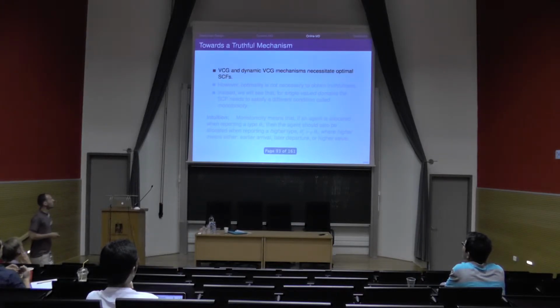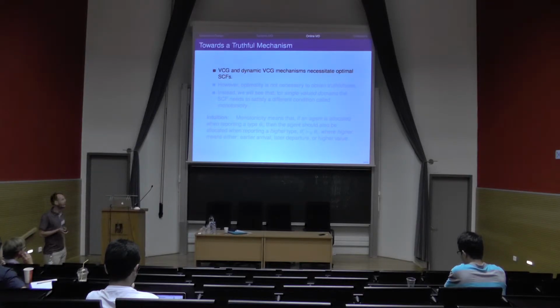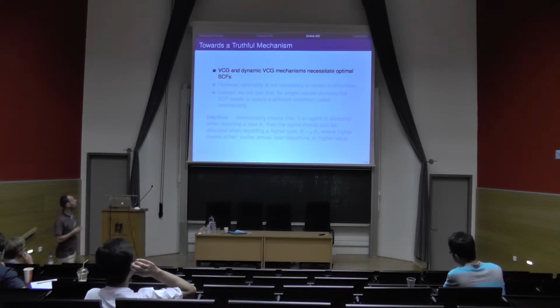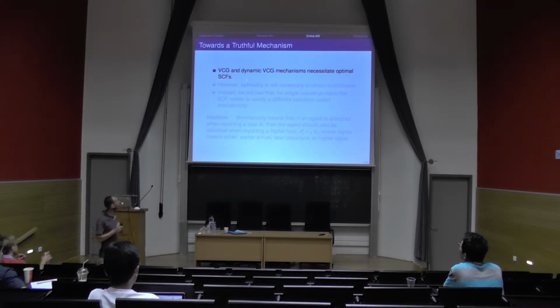Okay. So how are we going to do that? That's the question. What kind of mechanisms could we have that allow us to incentivize, say, electric vehicles to be truthful? So we've already seen that VCG and dynamic VCG need the social choice function to be optimal. Otherwise, VCG is no longer incentive compatible.